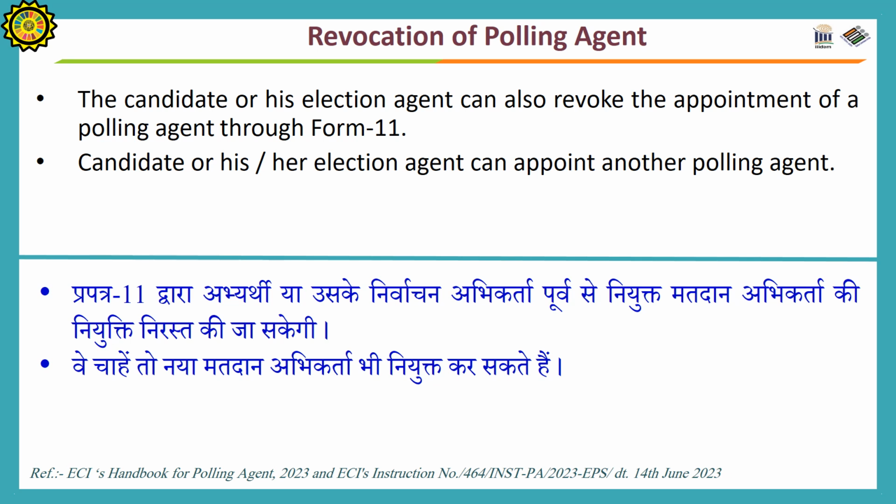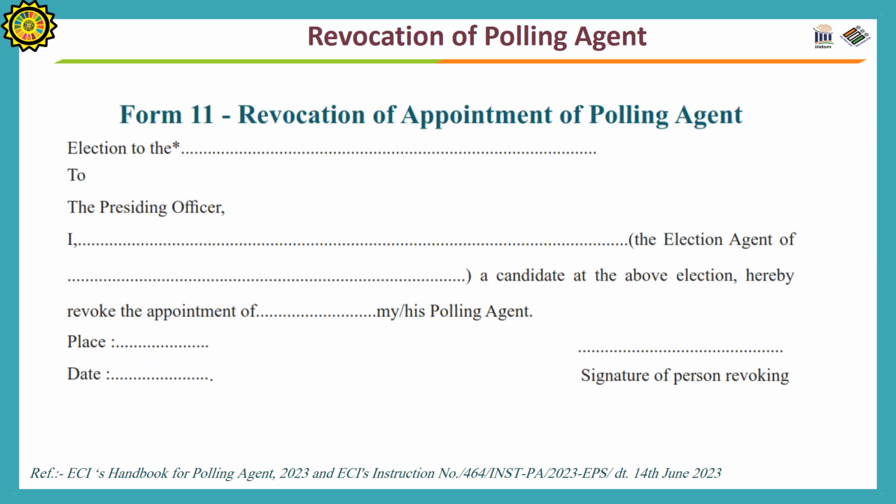Revocation of polling agent. The candidate or his election agent can also revoke the appointment of a polling agent through Form 11. The candidate or his or her election agent can appoint another polling agent. The format of Form 11 is shown on the screen.